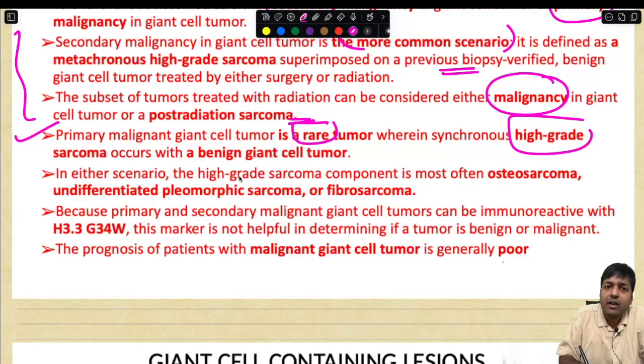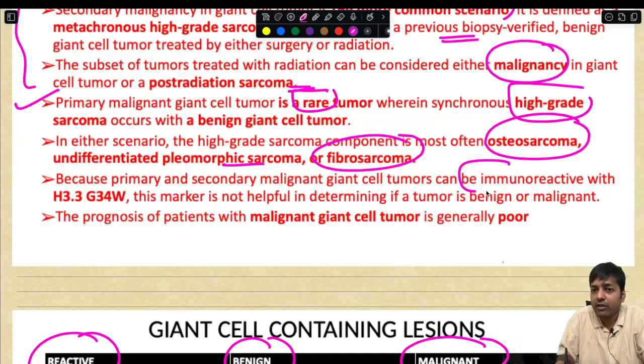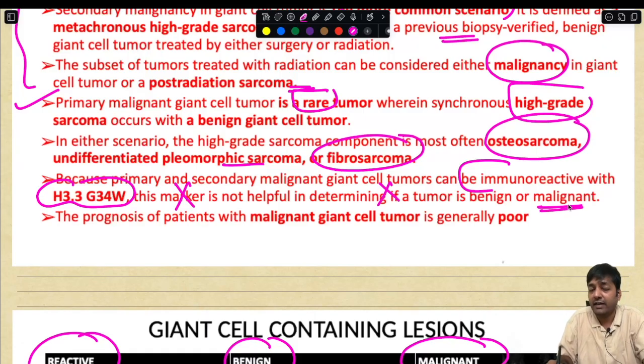In either scenario, the high-grade sarcoma component is often an osteosarcoma, undifferentiated pleomorphic sarcoma or fibrosarcoma. Now, because the primary and secondary malignant giant cell tumor can be immunoreactive with the IHC for H3.3 G34W, this IHC marker is not helpful in determining if a tumor is benign or malignant. It can only confirm whether it is a giant cell tumor, but it cannot confirm whether it is a benign or a malignant giant cell tumor. The prognosis of patients with malignant giant cell tumor is generally very poor.